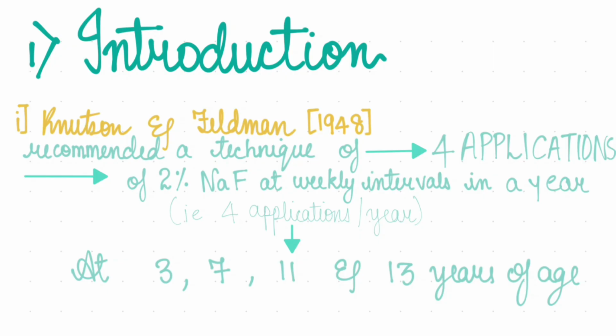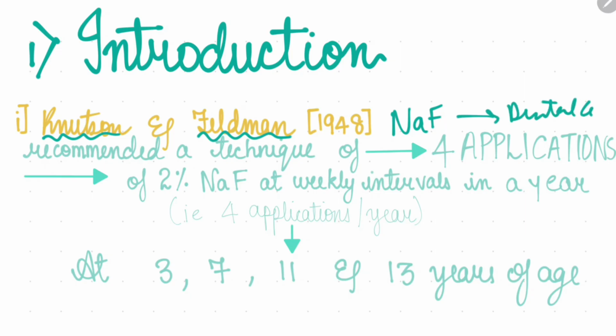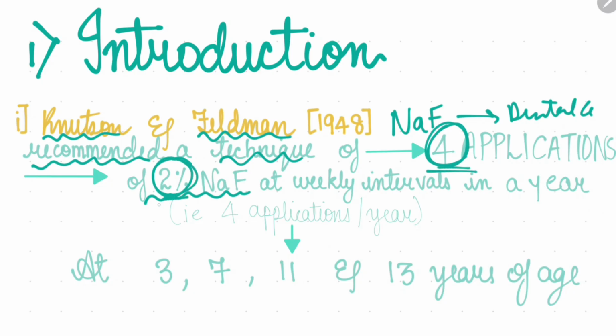So beginning with the introduction, Knutson and Feldman were the ones who recommended the use of sodium fluoride for preventing dental caries. Now what did they recommend? They recommended a technique of application. How many applications? 4 applications. What was the concentration? 2%. So they recommended a technique of 4 applications of 2% sodium fluoride at weekly intervals in 1 year.